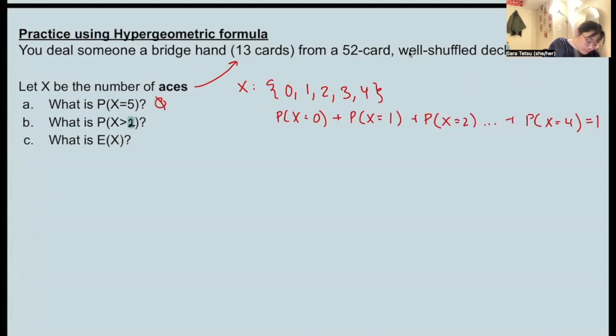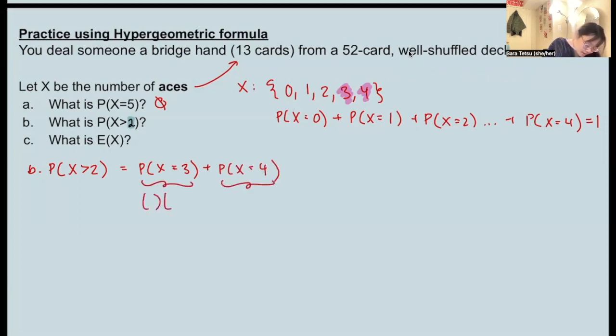Okay, moving on to part B, the probability that X is greater than 2. Looking at our possible values, X is only greater than 2 when X is equal to 3 or X is equal to 4. So the probability that X is greater than 2 can be rewritten as the probability that X is equal to 3 plus the probability that X is equal to 4. And you could, for each of these, use the hypergeometric formula and calculate that. It would be a general form for both of these, and you could sum those up.